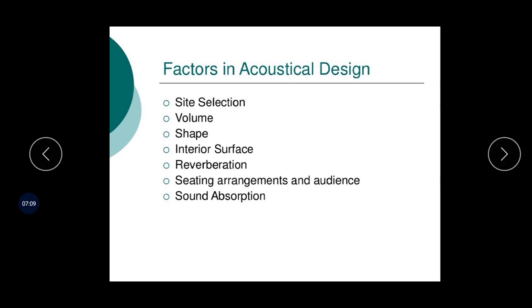This one you have to consider in the site selection. Second, we'll talk about the volume, which covers the size and the height of the room or building. What is volume? The volume of a room should be in proportion to the intensity of sound to be generated in it. Very important point.